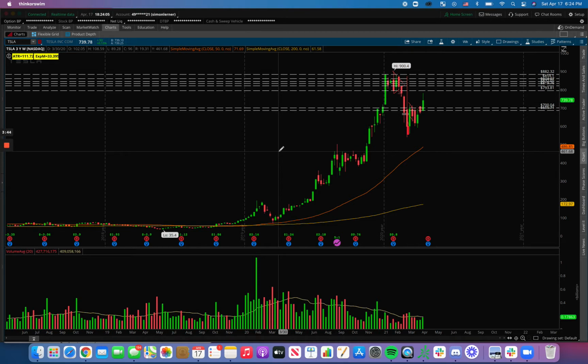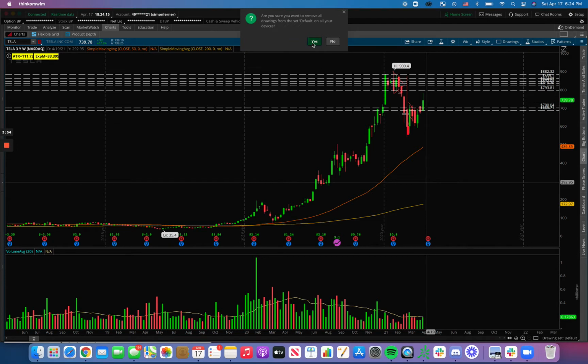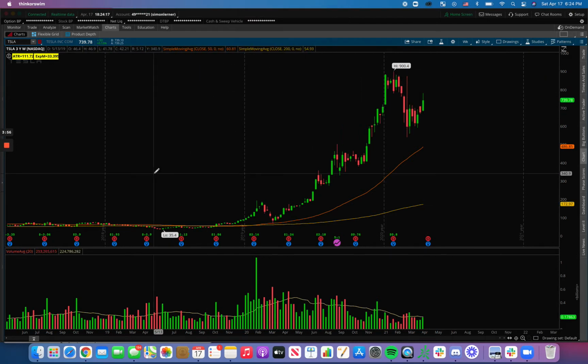What I want to do right now is clear the chart of the current lines that I have drawn over here. So all I'm going to do is right click and click clear drawing set, and I'm going to get rid of all the lines. As you guys can see, now we are on a 3-year weekly chart for Tesla, and we don't have any lines. We only have the 2 moving averages here and nothing else.